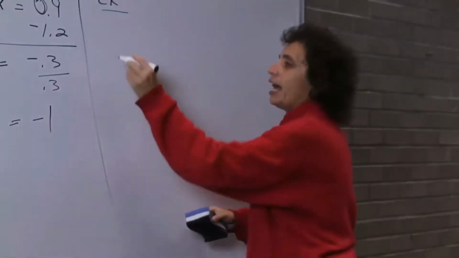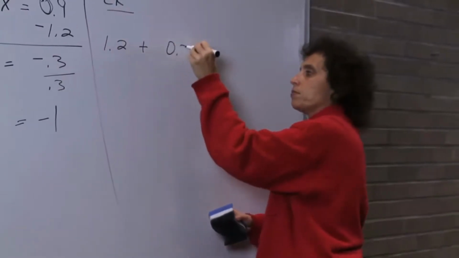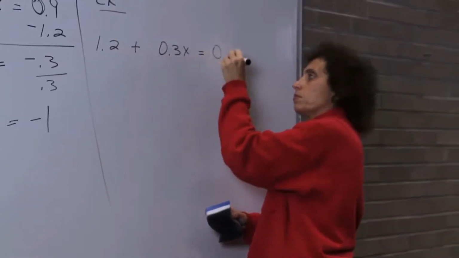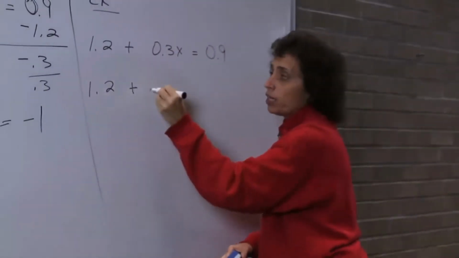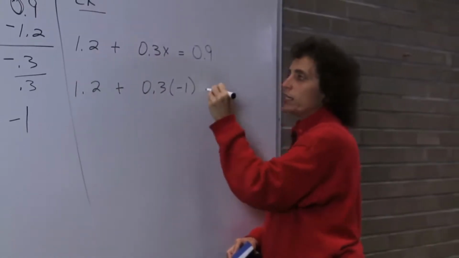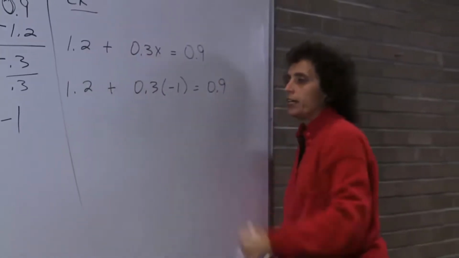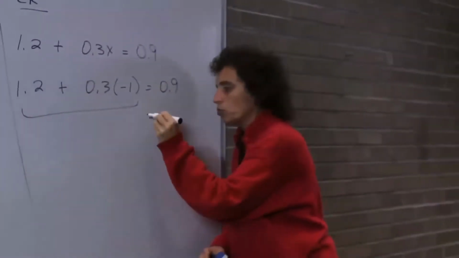Remember, to check has absolutely no algebra in it, just arithmetic. Okay, here we go. 1.2 plus 0.3 times negative 1 equals 0.9. You ready? I'm going to do this first. Order of operations, because here's my equal. I'm just going to leave it alone.